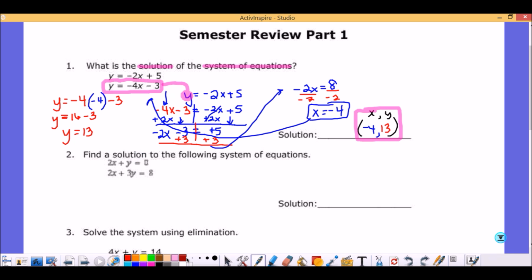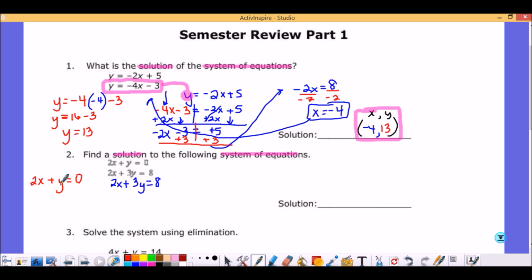Find the solution of the following system. Alright, so this is a little bit more difficult because none of them are x or y alone. So what I'm going to do is I'm going to go ahead and write the first one, and I'm going to write the second one, and I'm going to split them up. Now if you notice, the first one is actually a little bit easier because I actually can get y alone.